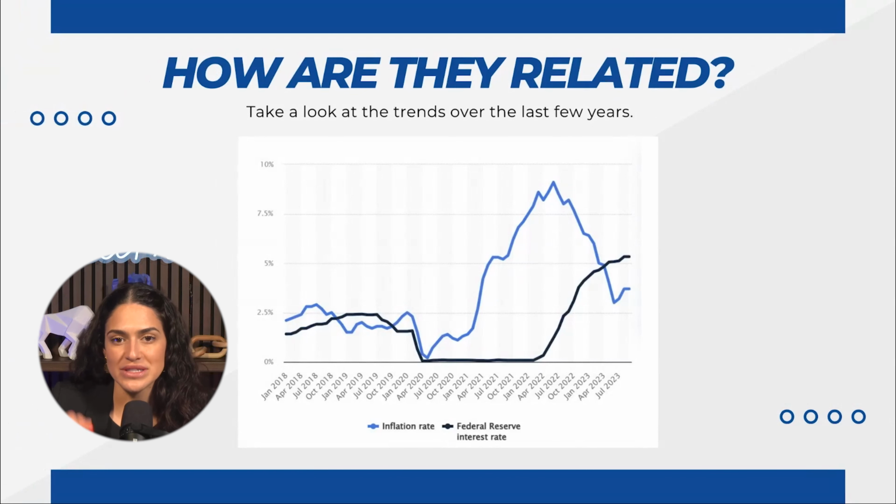And you'll see once there was a peak in the blue line, you'll see how the Federal Reserve started to raise those interest rates, and that did cause inflation to start to decrease. So it did actually work as the theory suggests.